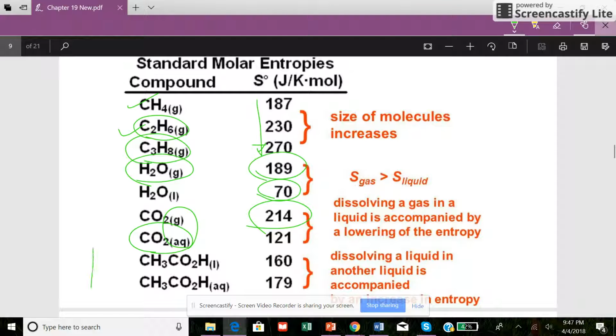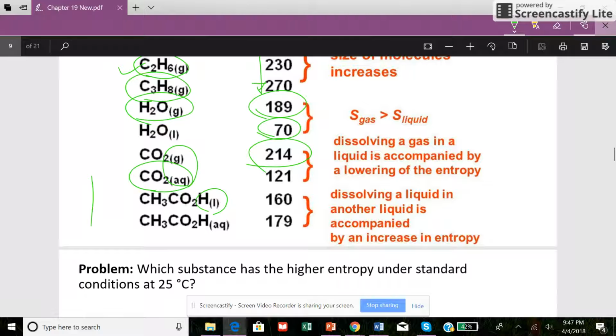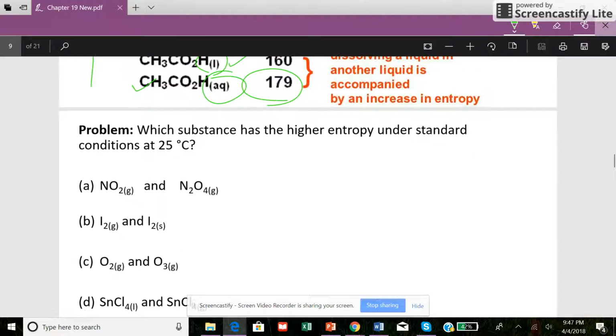If you compare liquid and aqueous, aqueous will have a higher entropy than the liquid because there is disordered dispersion of the sample molecules in the water.